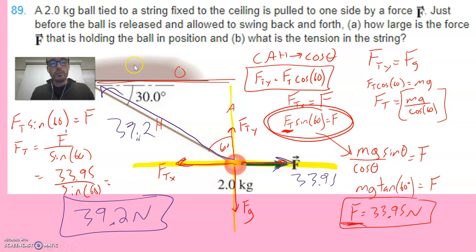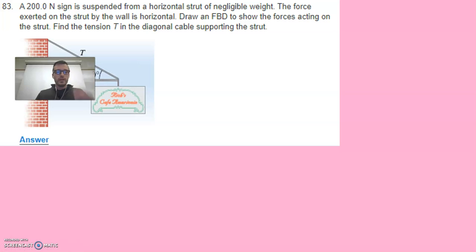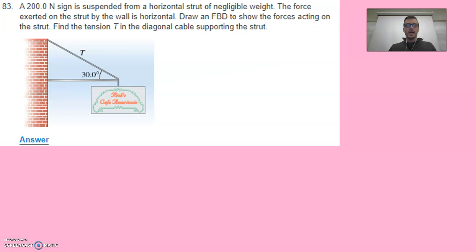Because it was in equilibrium, we knew we could set those forces equal to each other. Let's look at another one. We have a sign suspended from a horizontal strut of negligible weight. Oh, good thing that has no weight. We'll get to that later with rotational motion. I'll draw an FBD to show the forces and find the tension.